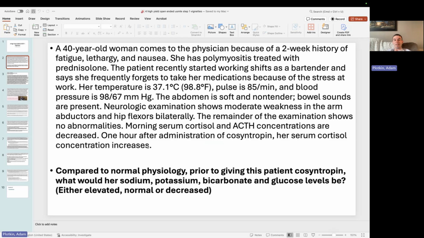Morning serum cortisol and ACTH concentrations are decreased. 1 hour after administration of cosyntropin, her serum cortisol concentration increases. So my question to you guys: compared to normal physiology, prior to giving the patient the cosyntropin, what do you think her level of sodium, potassium, bicarbonate, and glucose would be? Would they be elevated, normal, or decreased? All right, so pause your screen, consider this vignette, and then we'll discuss.